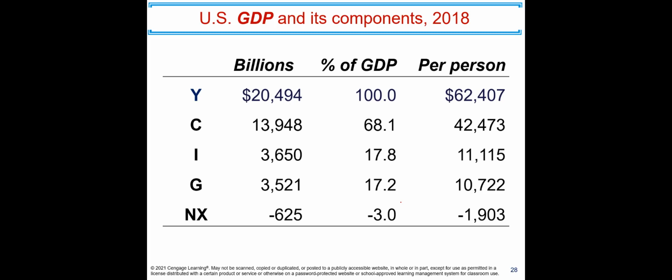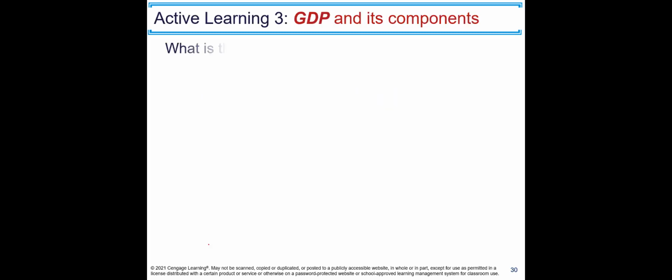So here is US GDP and its components in 2018. US GDP is almost 20 trillion, and per person 62,000. Consumption is 13.9 trillion. Most of the GDP comes from consumption goods, almost 70%. Investment is 3.6 trillion, 17.8%. Government is 3.5 trillion, 17.2%, and as you see, net exports are negative. That means we have more imports than exports. Remember, net exports is exports minus imports. If this number is negative, that means we have more imports than exports.